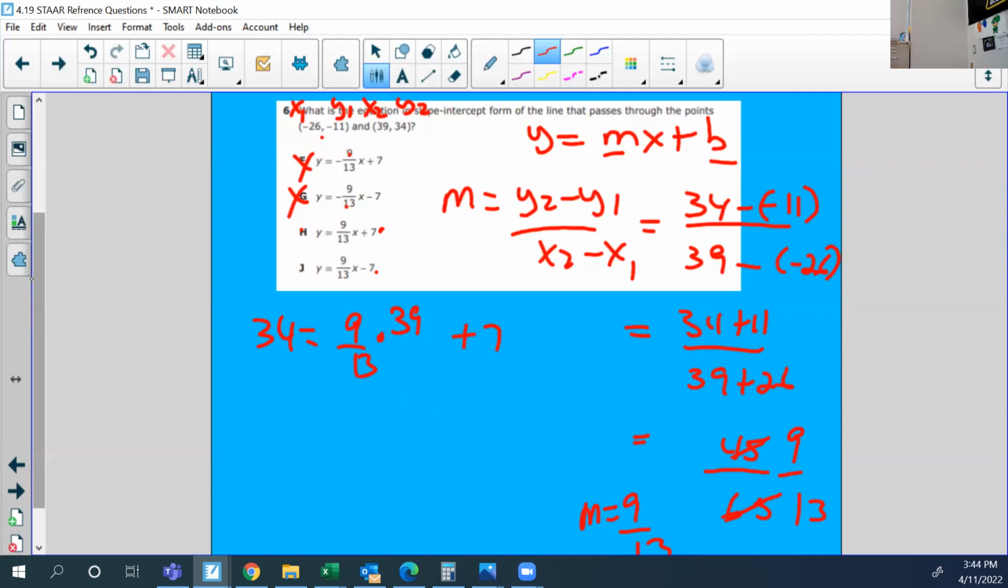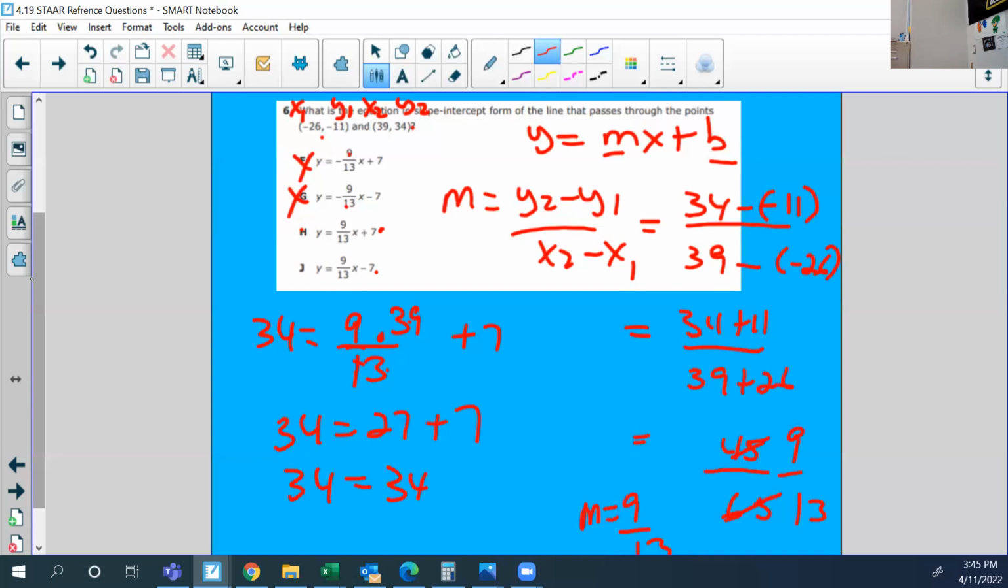Now, if you calculate this, 9 times 39 divided by 3 is going to be 27. I'll let you figure it out on a calculator. Divide 13 into 39, that's 3. And 3 times 9 is 27. So I'm going to have 34 equal to 27 plus 7. Yes, that's correct. So 34 is equal to 34. So this point is on the line.